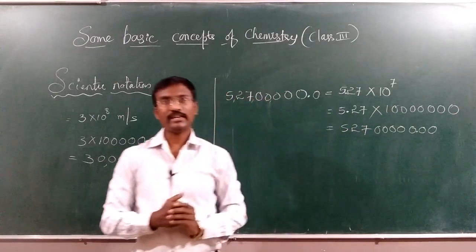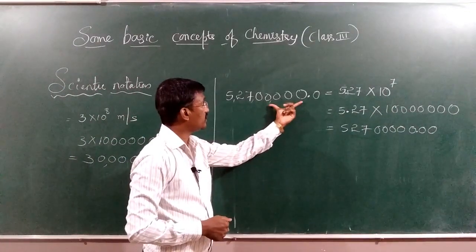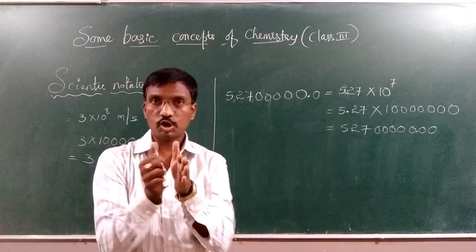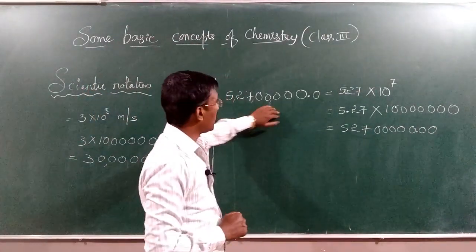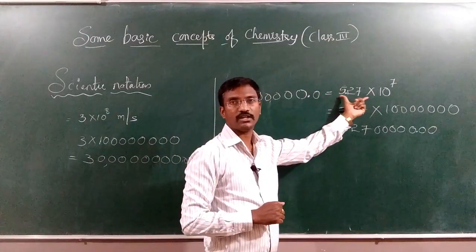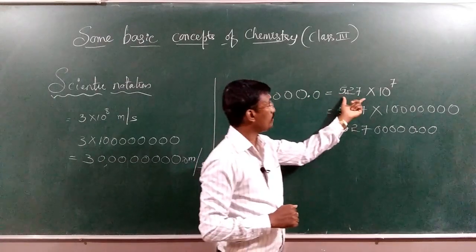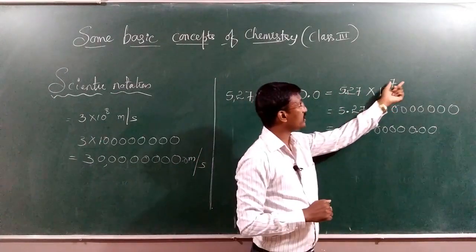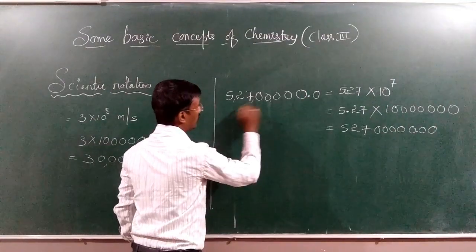What I am explaining here is that scientific notation is nothing but a way to make the long terms short. This is the long number. I am making this a scientific notation representation. The scientific notation and these are the same. How? 5.27 into 10 raised to 7. How have I written it? I am shifting this point to the left side.